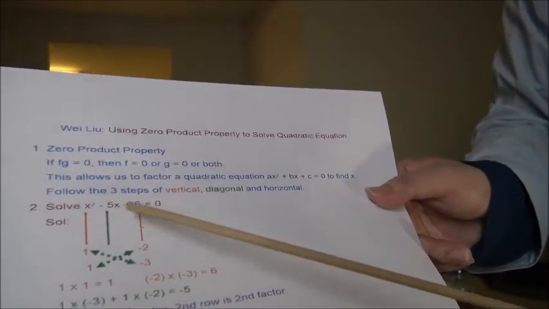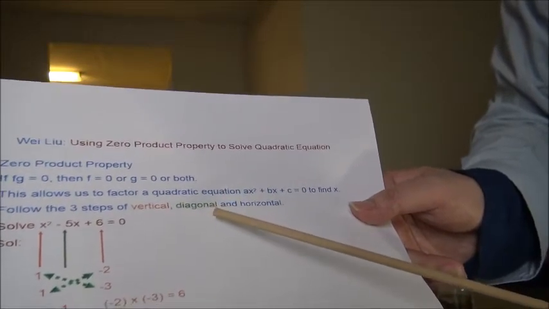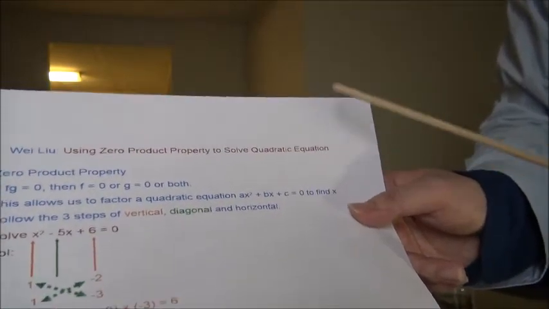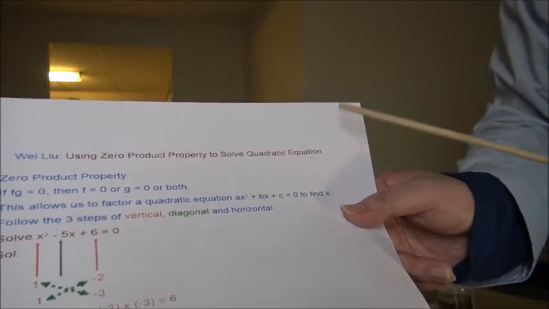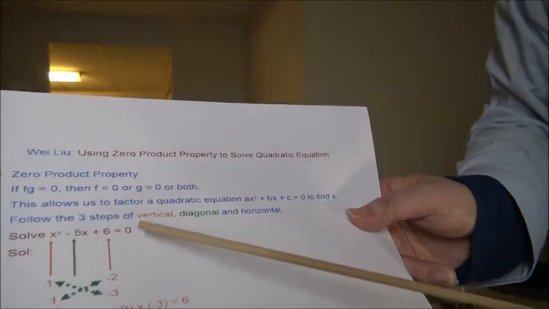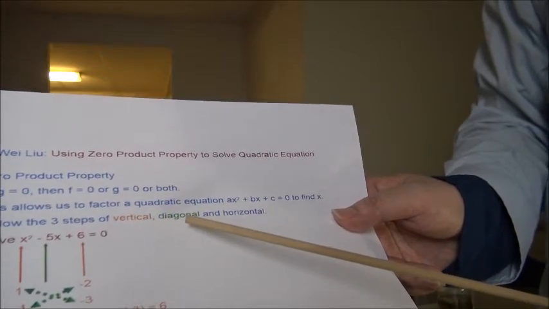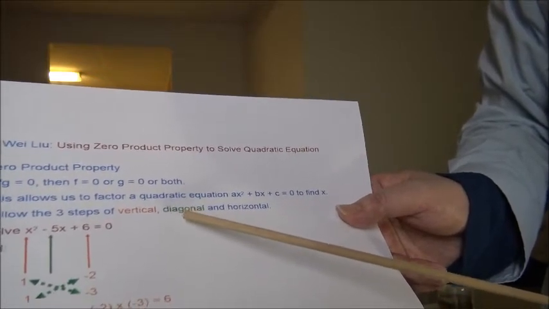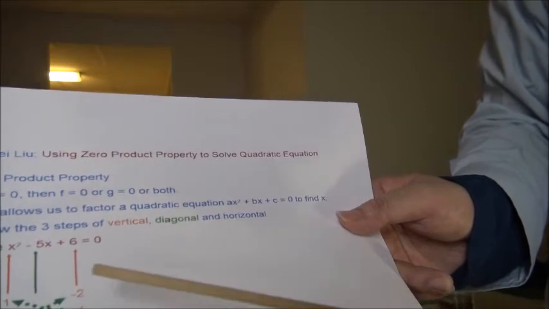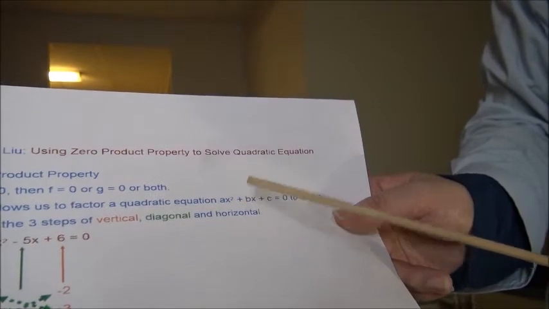We follow 3 steps of vertical, diagonal, and horizontal to get the x value by the zero product property. So vertical, the first step, I marked as orange color. Then diagonal, the second step, I marked as green color. Then the third step, horizontal, I mark as blue color.